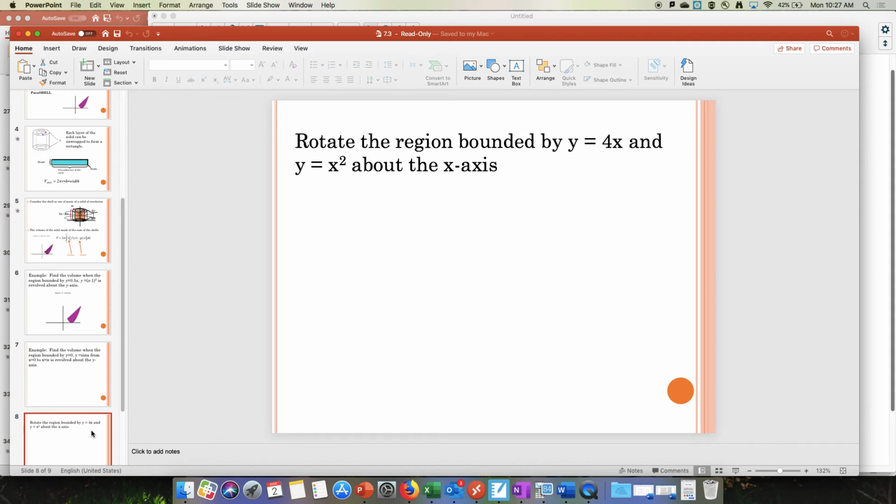All right, last example. Go ahead and write this down and draw the picture.